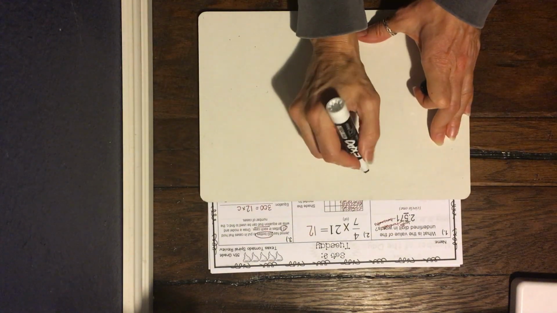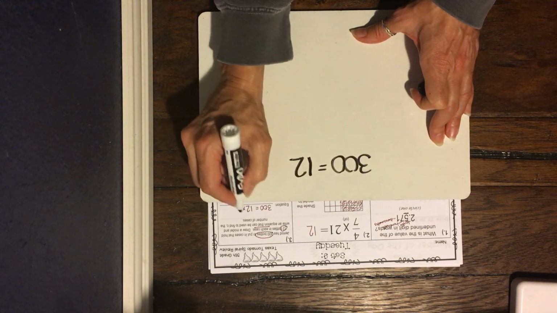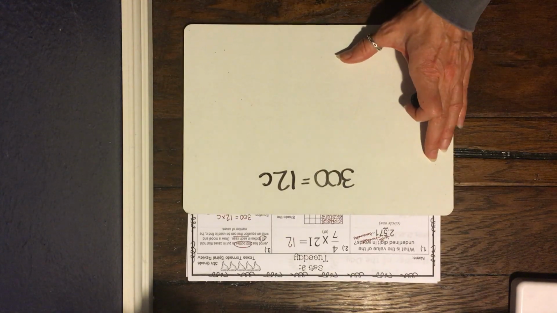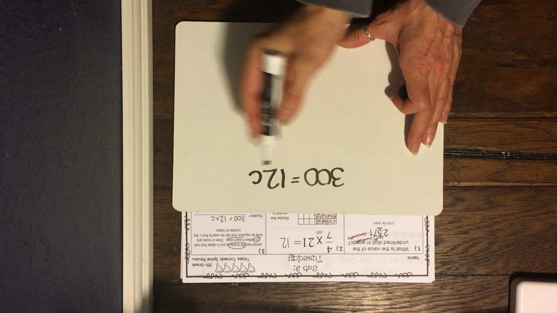You need to write this. 300 equals 12. We're going to get rid of the multiplication sign and just put C. Okay, I'm going to go ahead and teach you how I want you to do it in 6th grade. Okay, so here's our equation.